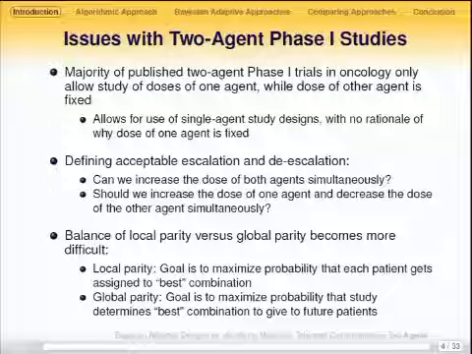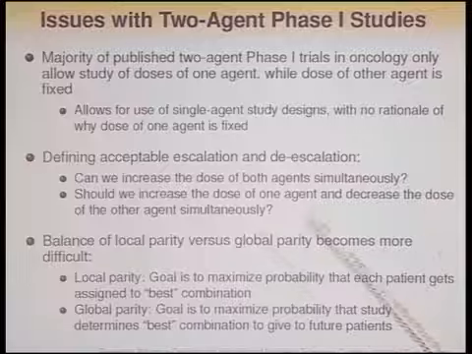Figuring out appropriate escalation and de-escalation in the context of 2 agents. So the first question is, can I increase the dose of both agents simultaneously? Is that too risky, or would a clinician allow me to take both agents and increase them both at the same time? Should we increase the dose of one agent and decrease the dose of the other? Does that really make sense clinically?